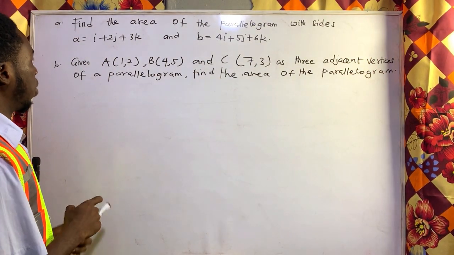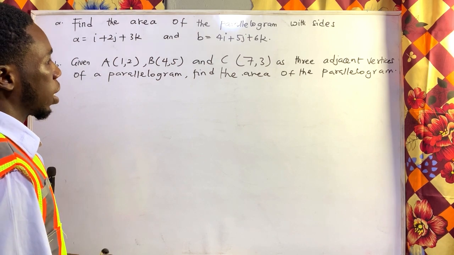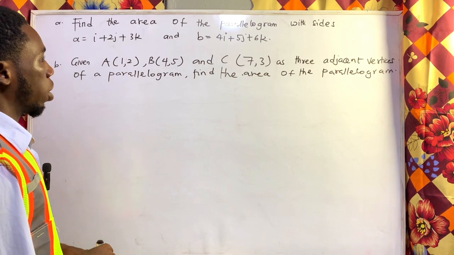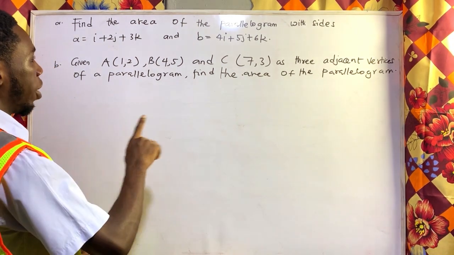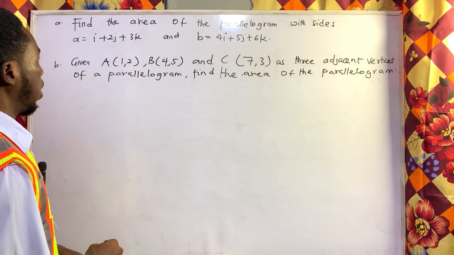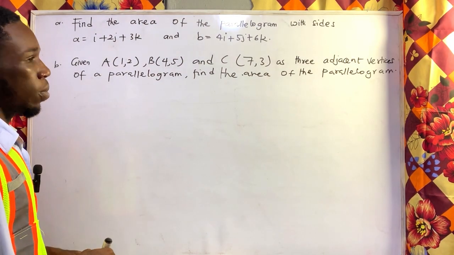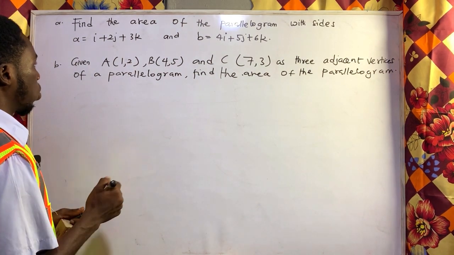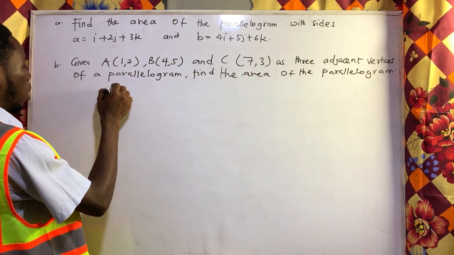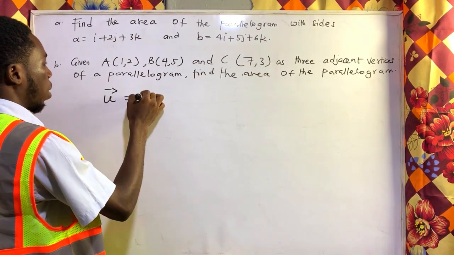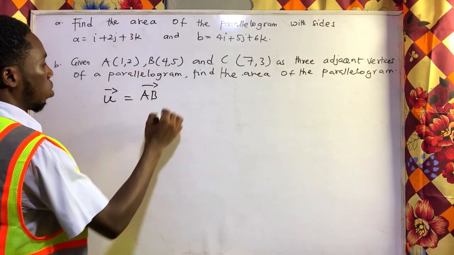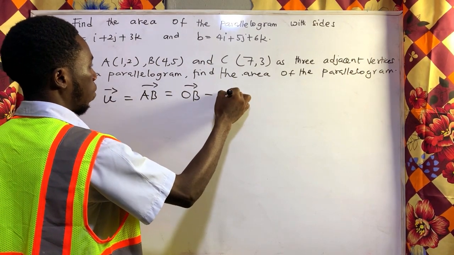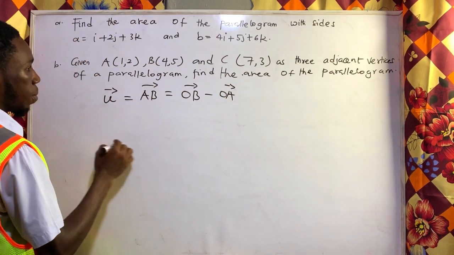It says that given points A, B, and C as the adjacent vertices of a parallelogram, find the area of the parallelogram. In this case, you see that we're given the points for the vertices, but we're not given the vectors straightforward. So it is our goal to find vector U and vector V first. Let's take vector U to be equal to AB, which will be equal to what? Vector OB minus what? Vector OA, right?